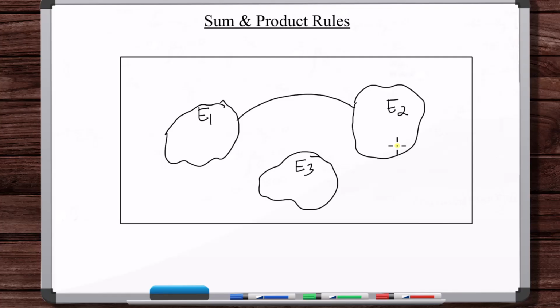That's the product rule. The product rule is also known as the fundamental principle of counting. The product rule says that if you have one event that can occur in n different ways, and you have another event that can occur in m different ways, then the total number of ways that event 1 and event 2 can occur is n times m. Event 1 and event 2 can occur together n times m different ways.